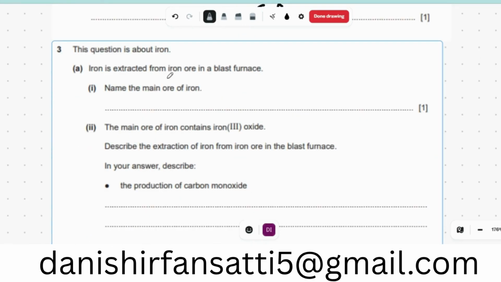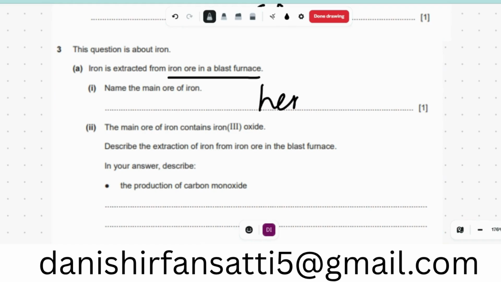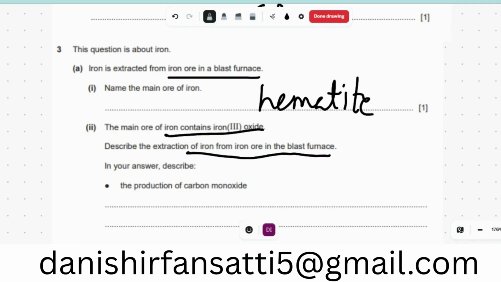This is a question about iron. Iron is extracted from iron ore in a blast furnace. Name the main ore of iron. That is called hematite. One ore of iron contains iron(III) oxide. Describe the extraction of iron in the blast furnace. In your answer, describe the production of carbon dioxide.